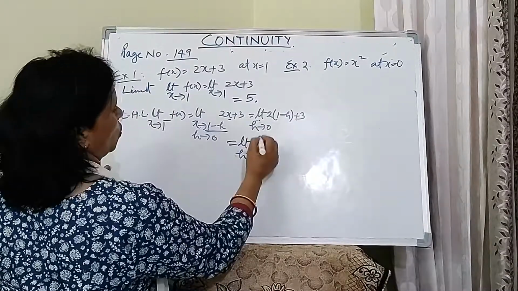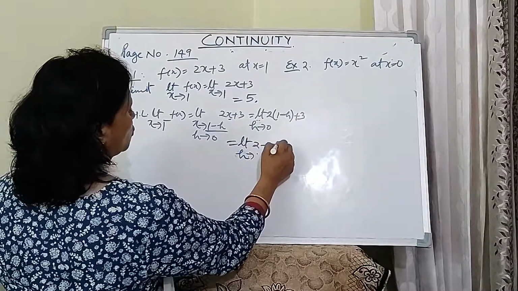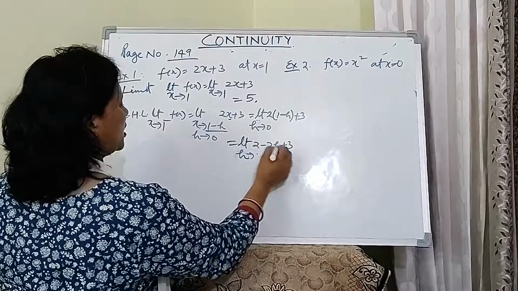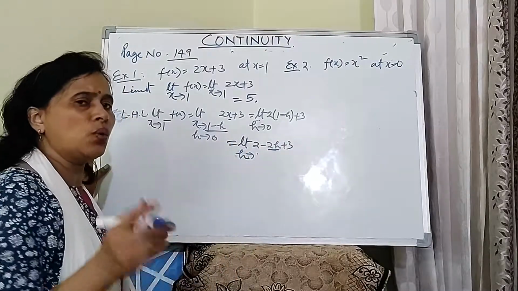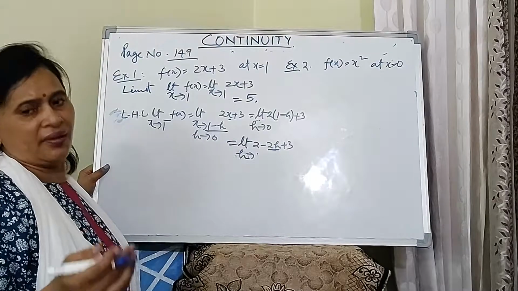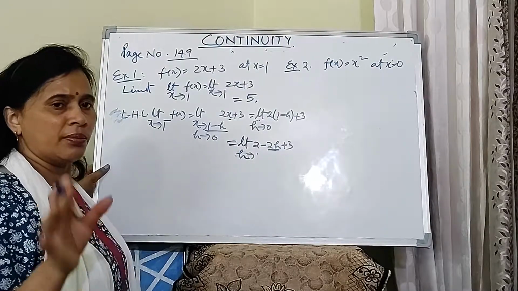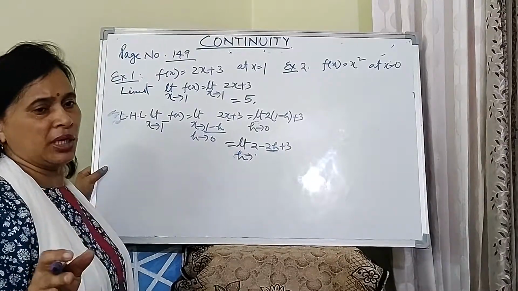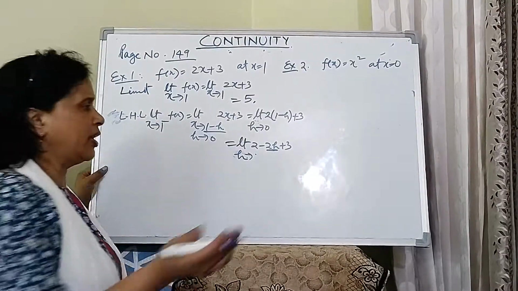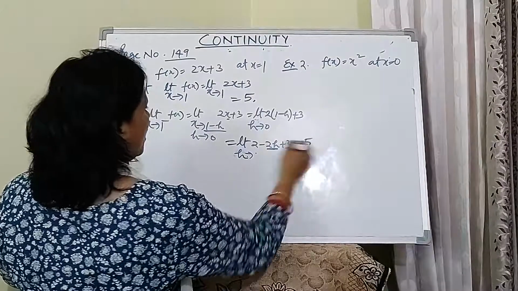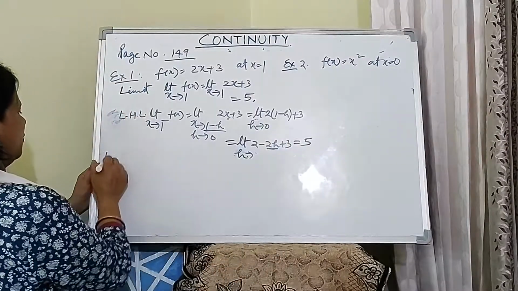Limit h tends to 0 of 2 minus 2h plus 3. This I can write as 0 because this is not going to make my function undefined or indeterminate, so I can write its value easily. This is again 5.